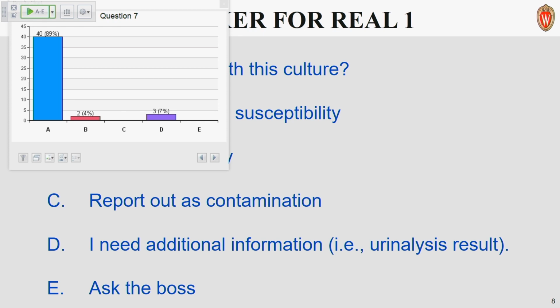Bueller? Anyone? Bueller? Nobody? All right, that's all right. That's okay. We'll warm you up. Most of us in the room would have gone ahead to do the ID and susceptibility.